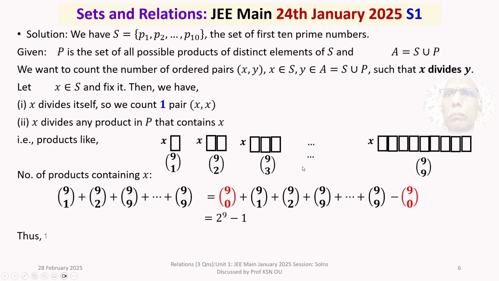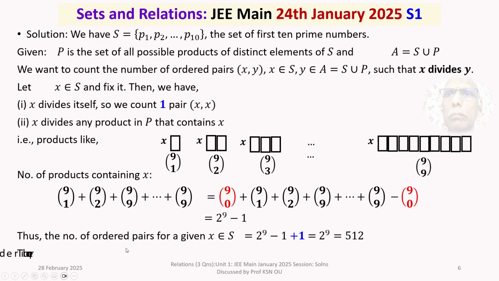And what is the total number? Thus, the number of ordered pairs for a given x, I am stressing, for a given x, because we have taken x from S and fixed it, is 2 power 9 minus 1, and we have already counted 1, so plus 1, that is 2 power 9, and that is 512. This is true for one x belonging to S, and we have to do this for each x belonging to S, and S has 10 elements.